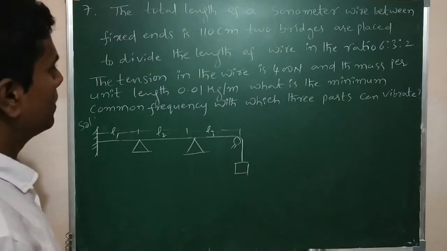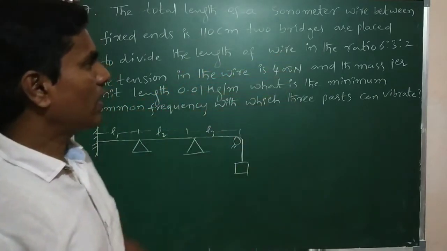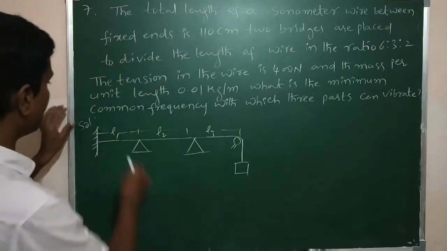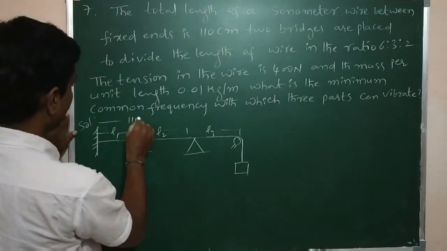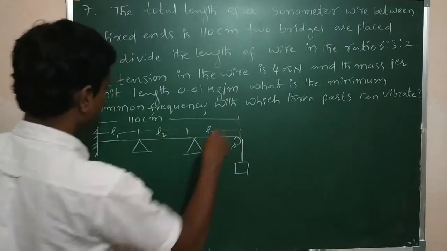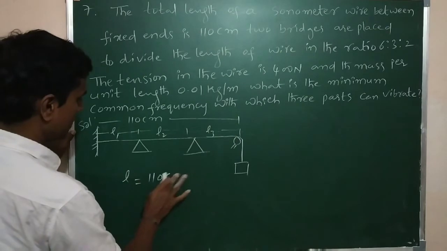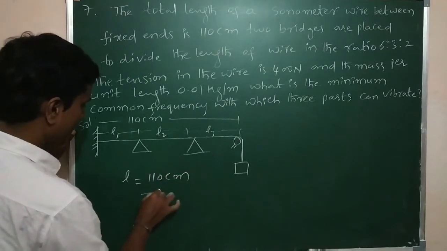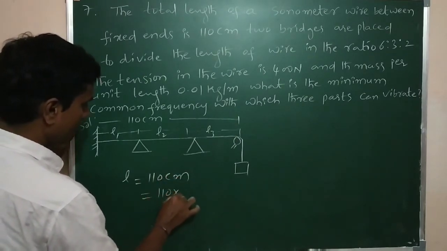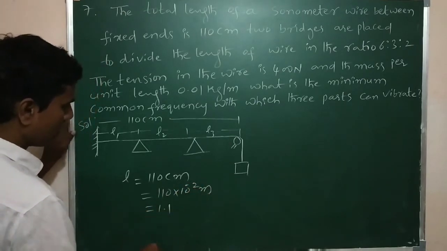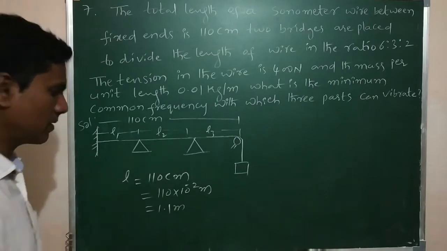The length of the wire in the ratio is given, and the fixed ends is 110 centimeters, from here to here. So L is equal to 110 centimeters, which we should convert to meters: 110 into 10 power minus 2 meters. Finally, here it is 1.1 meters.